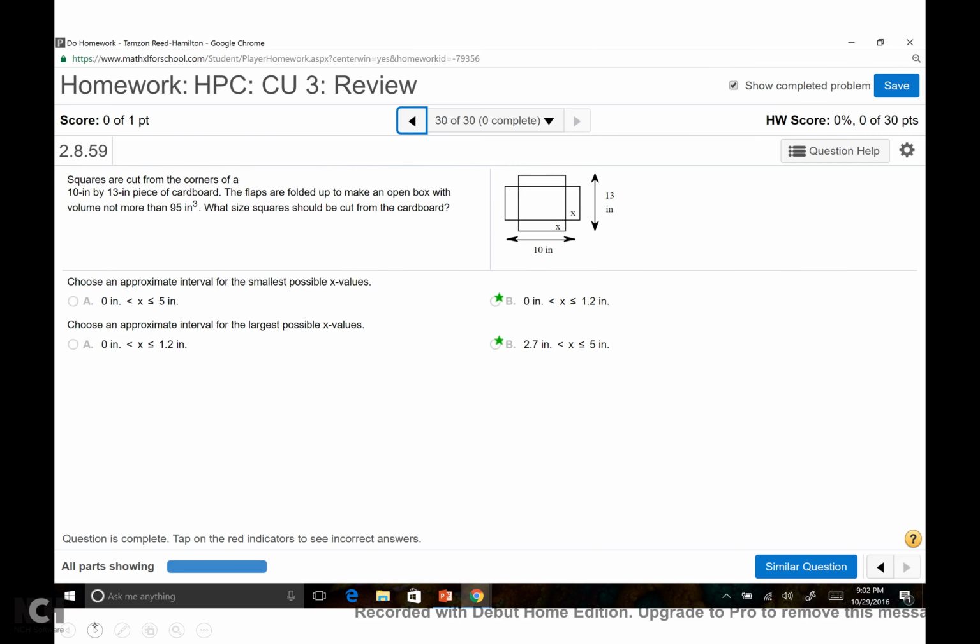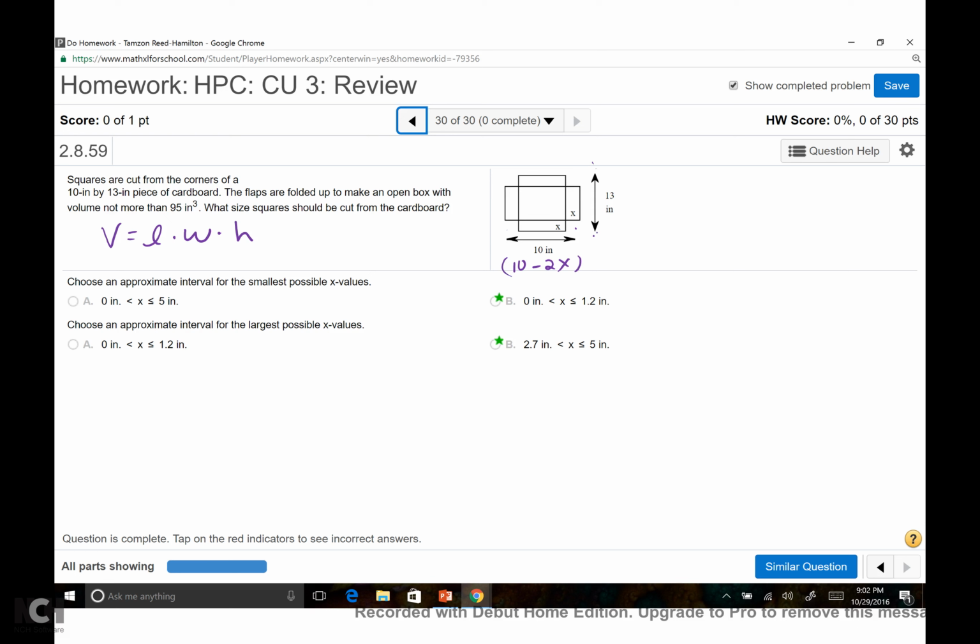Squares are cut from the corners of a 10-inch by 13-inch piece of cardboard. The flaps are folded up to make an open box with volume not more than 95 inches cubed. What size squares should be cut from the cardboard? Well, we're talking volume, which is length times width times height. My length is not 10 anymore. It was 10, but they took off an x on this side and an x on this side. So that makes my width 10 minus 2x.